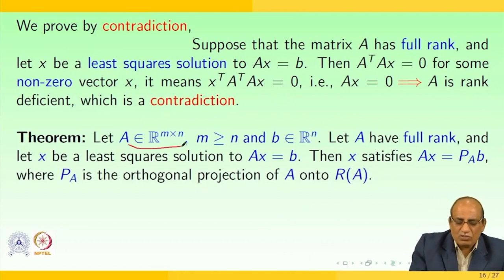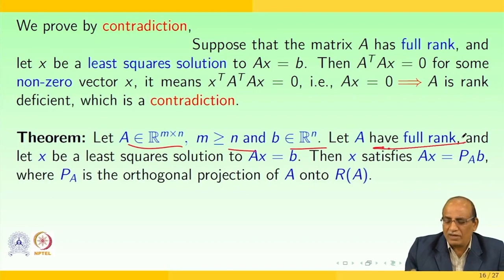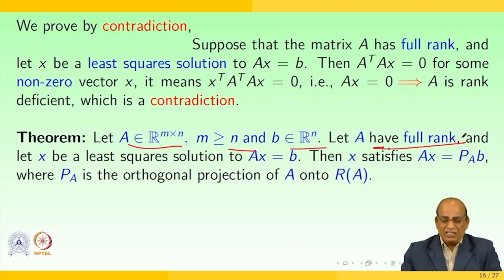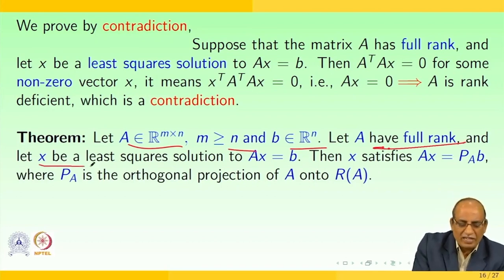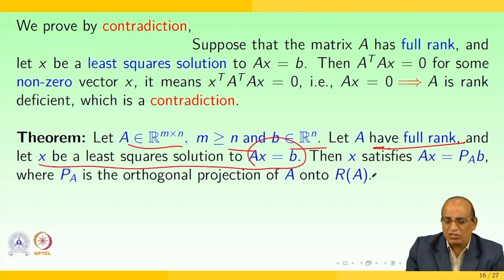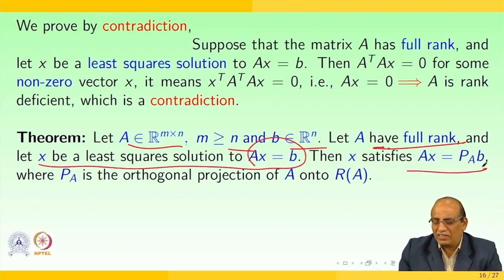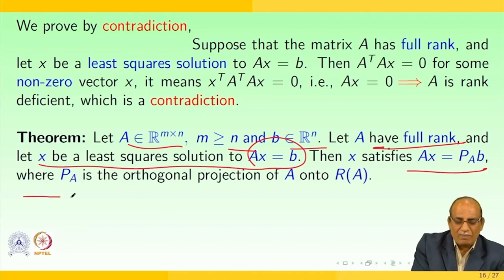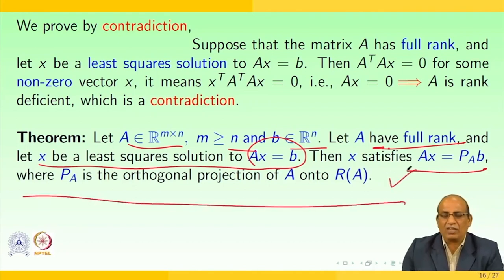Well, now let us look into another theorem. Let A belong to R^(m×n), m greater than or equal to n, and B belong to R^m. Let A be a full rank matrix, and let X be a least square solution of the equation AX is equal to B. Then X satisfies AX is equal to P_A B, where P_A is the orthogonal projection onto the range of the matrix A. So, this is a very, very important theorem.